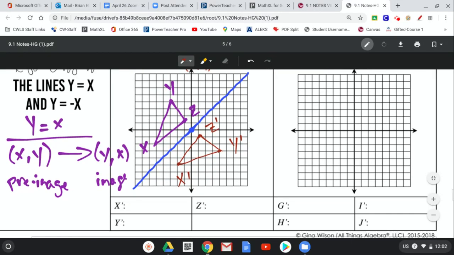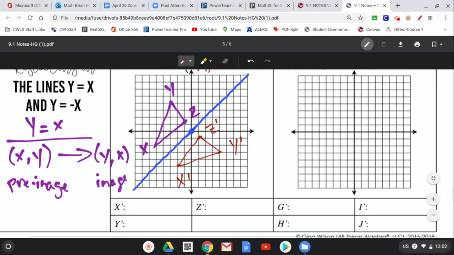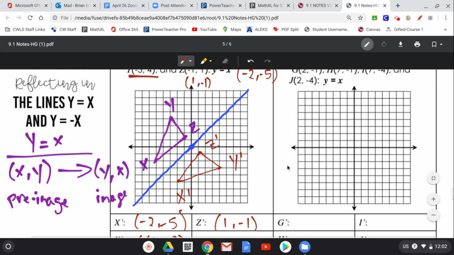So again, guys, I'm going to write all the coordinates down here again. But that's all we had to do, we just had to flip those coordinates, all right? So -2, -5. So it would be 1, -1. So it would be 4, -3. All right, so there we go. We have that part done.